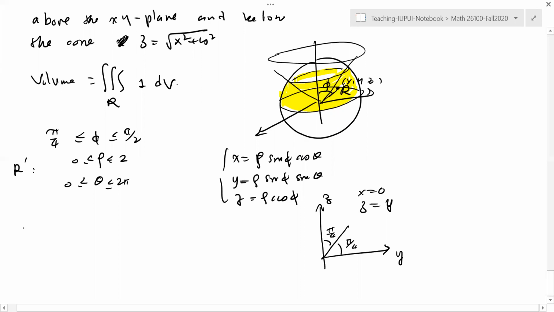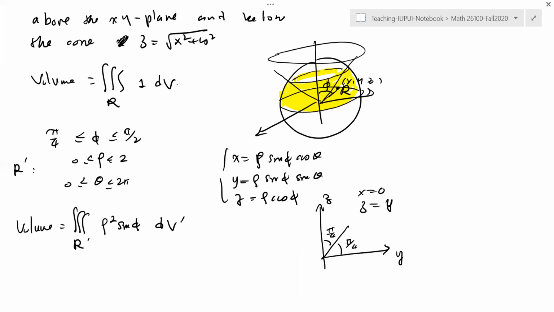So now the volume is going to become another integral over the R prime. And 1 is 1, right? So it's rho square sine phi d rho d phi d theta over R prime. It's constant 1 times this.